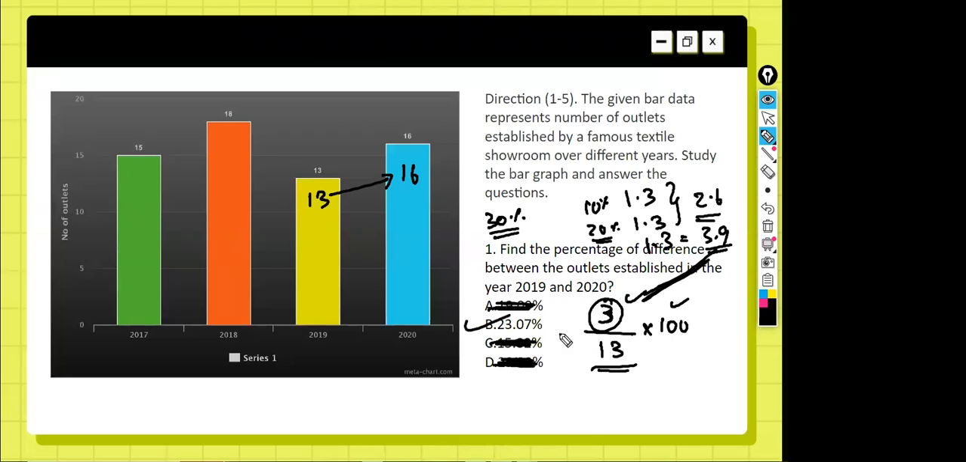Got it, guys? If you can understand, type U in the chat box. If you want me to repeat it, please type R in the chat box.